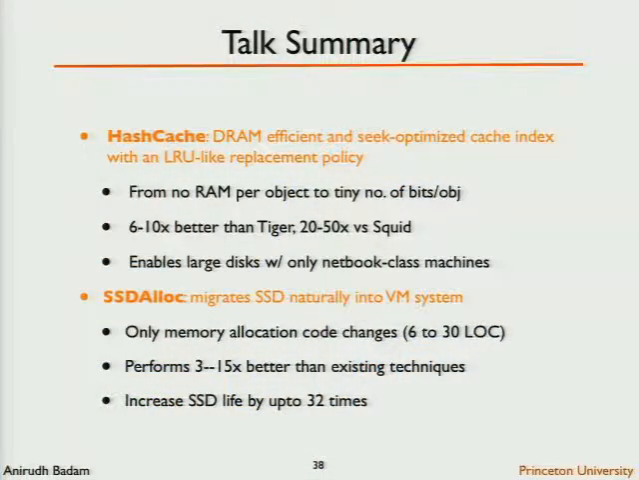So here's a summary of the talk. HashCache is a DRAM efficient and seek optimized cache index with an LRU-like replacement policy. It's about 6 to 10 times more memory efficient than commercial systems, and 20 to 50 times more memory efficient than open source systems. It enables large disks with only netbook class machines.